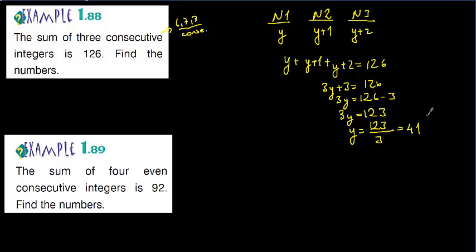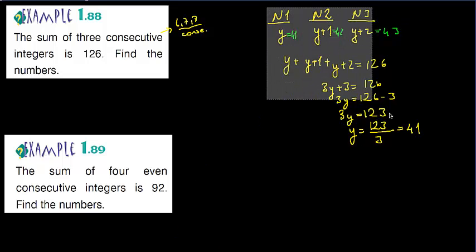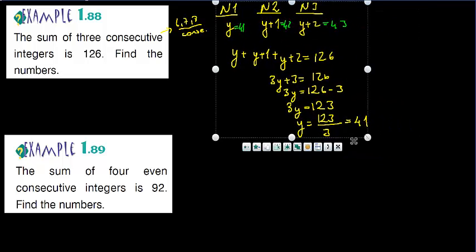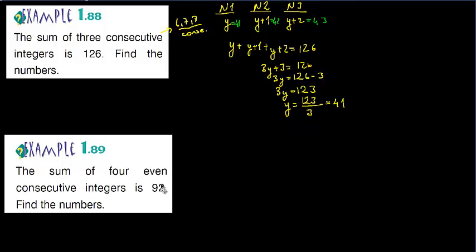Find the numbers. If y is equal to 41, the second number is 42, and this is going to be 43. Okay, let's continue with the next question. Here, the sum of 4 even consecutive integers is 92.